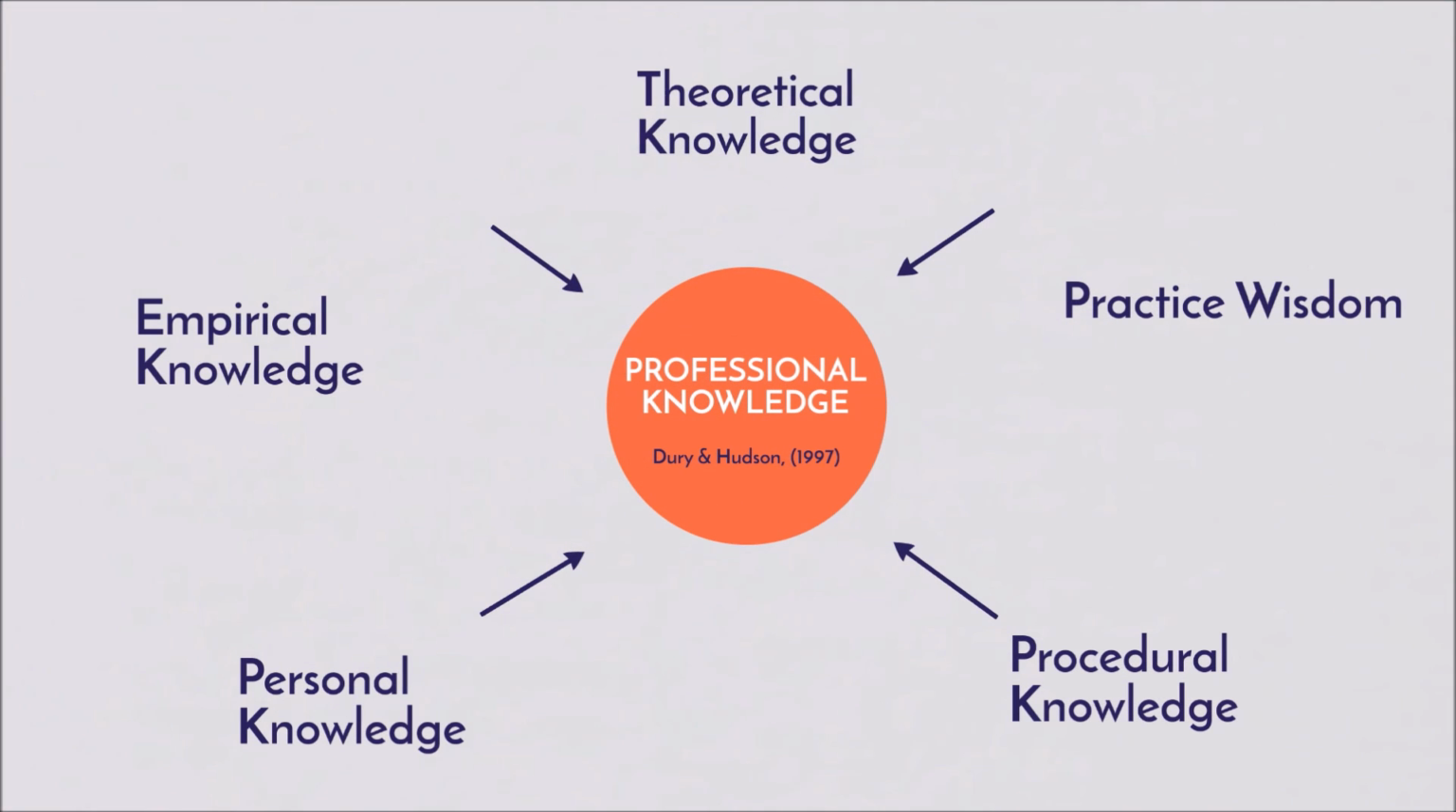Using the Dru Hudson model of professional social work practice includes the empirical, procedural, personal and theoretical knowledge and practice wisdom, using the accumulation of information and knowledge gained to gain an understanding of homelessness and other issues in practice, for creating the best possible realistic outcome for the client.